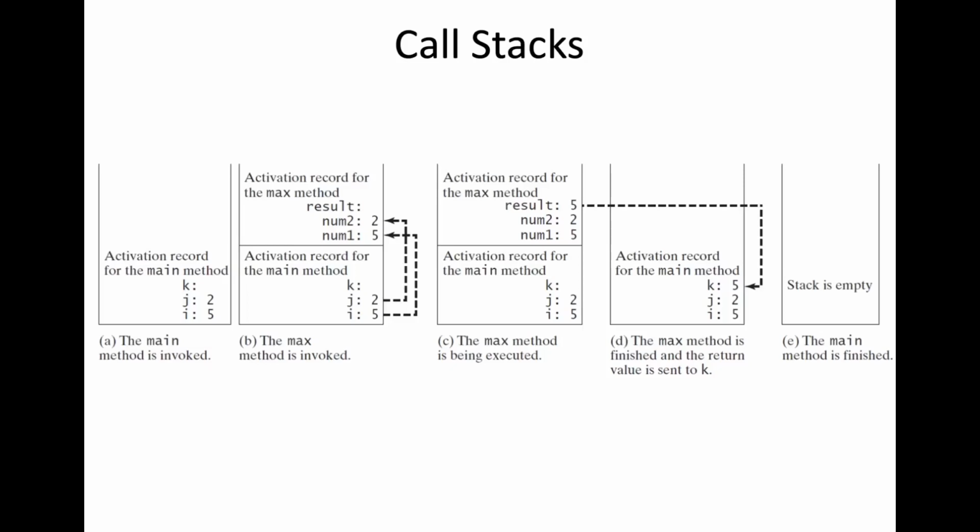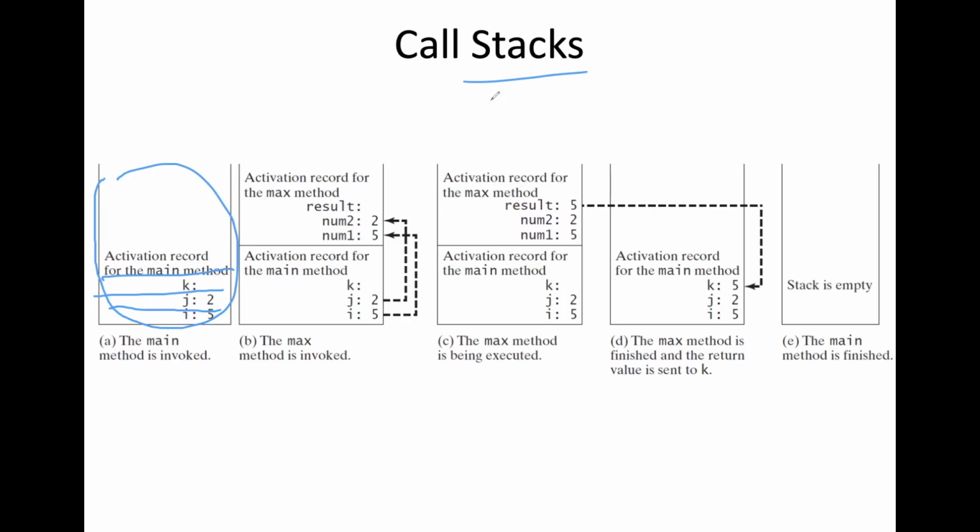Let's look at call stacks, which are also known as activation records. This is a data structure that stores information during program execution. A stack is kind of like an array. Right now, we're looking at this from a vertical standpoint. These are actually slots, where the very first slot stores i equals 5, and the second slot stores j equals 2.